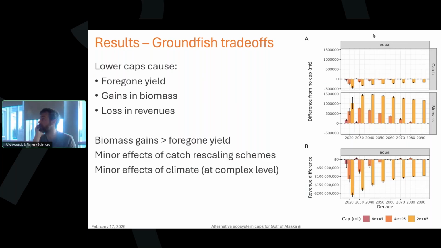I'm not really showing here what goes on in terms of the catch rescaling schemes or climate, because at the level of the whole complex, that's not so consequential. It will become important at the single species level later on when we get into that.